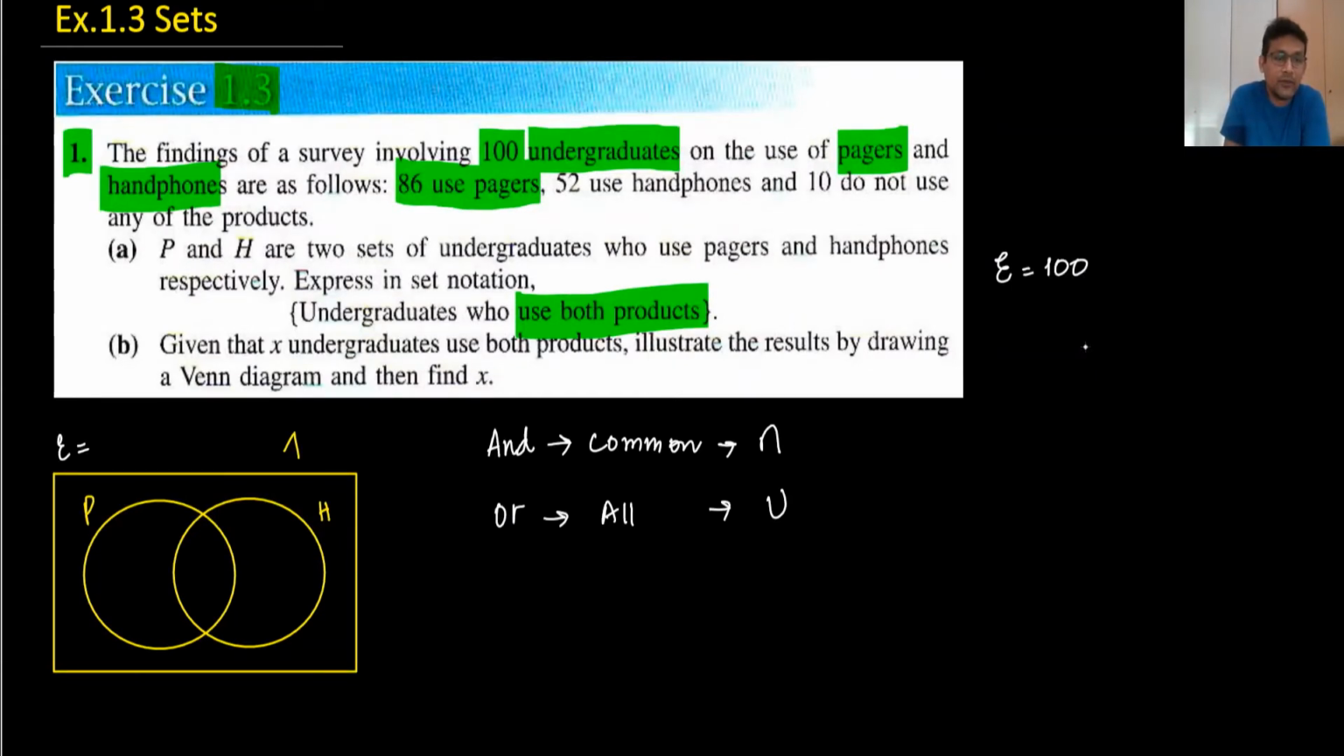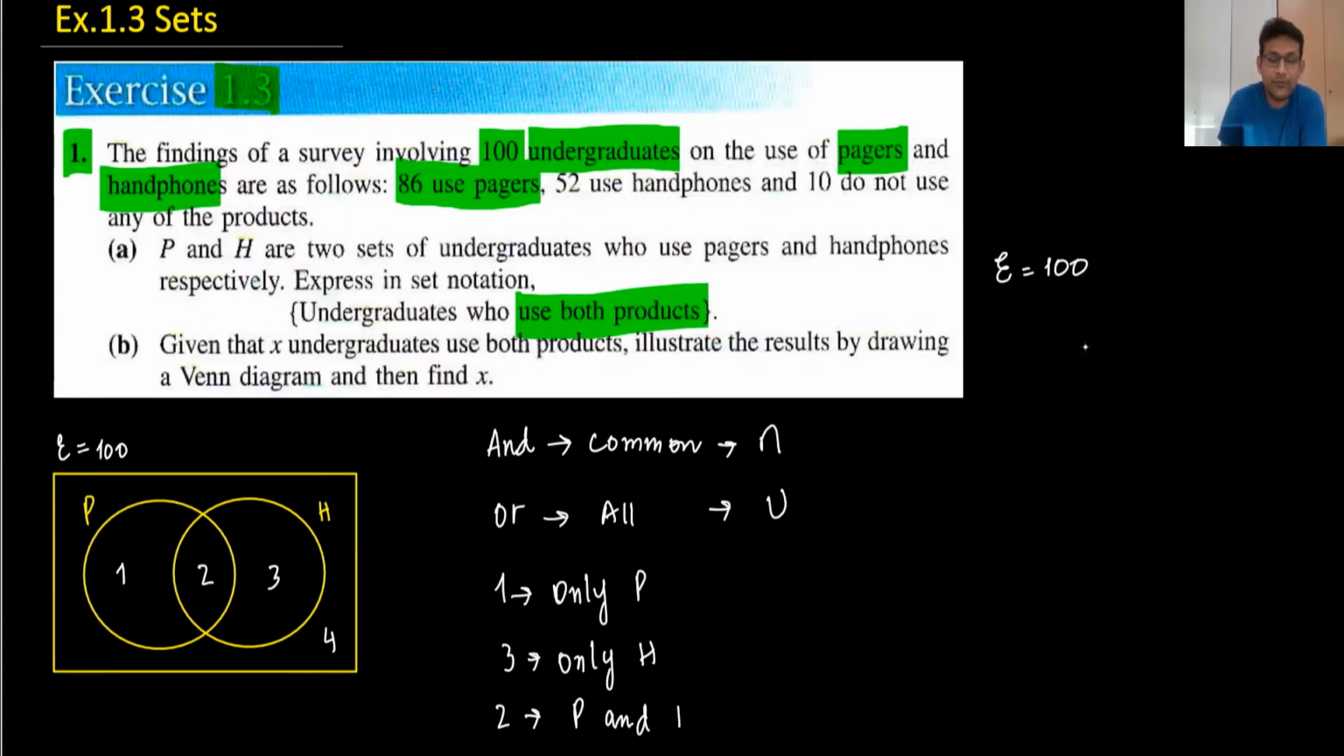So the universal set, or total, is 100. And the pager set P, the total, means the people or undergraduates who use pagers, is the whole area. When I am talking about only this area, there are area 1, area 2, area 3, and area 4. First of all, this is very important to understand. The 1 means only pager. The 3 means only headphones. And 2 is the common area, so we use 'and': pager and headphone. And the 4 means those who do not use any of them, not the pagers and not the headphones, or we can say not involved.